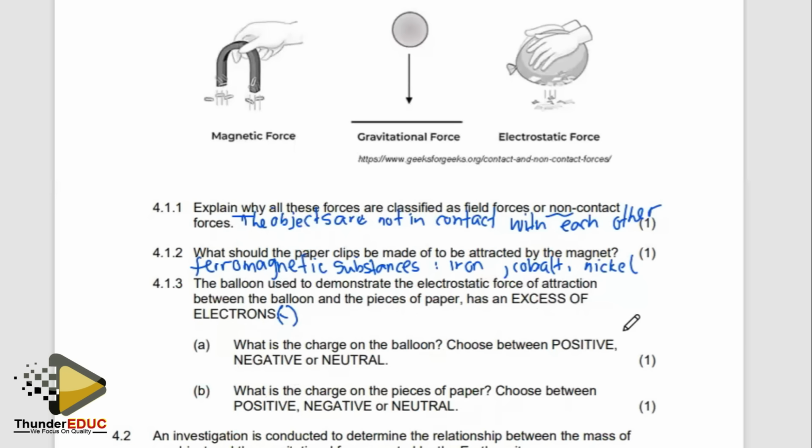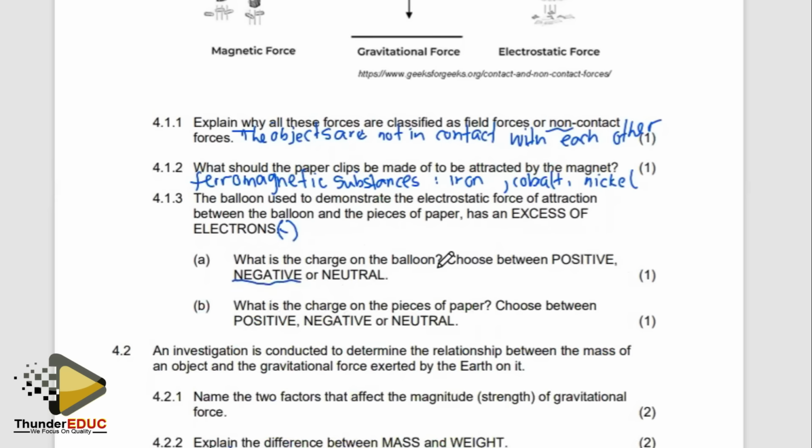So basically now, the charge becomes negative, because we have excess of electrons. It can't be neutral, because neutral means the number of electrons is similar to the number of protons. Then positive would have excess protons. So our answer becomes negative there. You write your negative. Then let's move on to B. What is the charge on the pieces of paper?